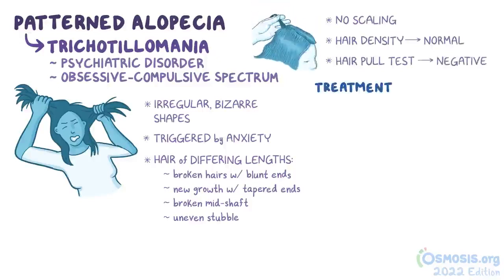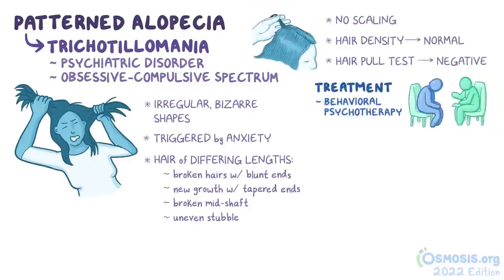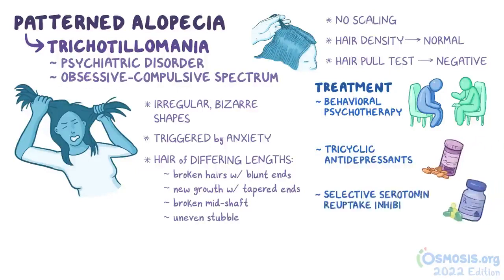Initial treatment usually involves behavioral psychotherapy, learning to recognize their impulse to pull, and also teaching them to redirect this impulse. Some individuals whose severity interferes with daily functioning can get medications like tricyclic antidepressants or selective serotonin reuptake inhibitors.